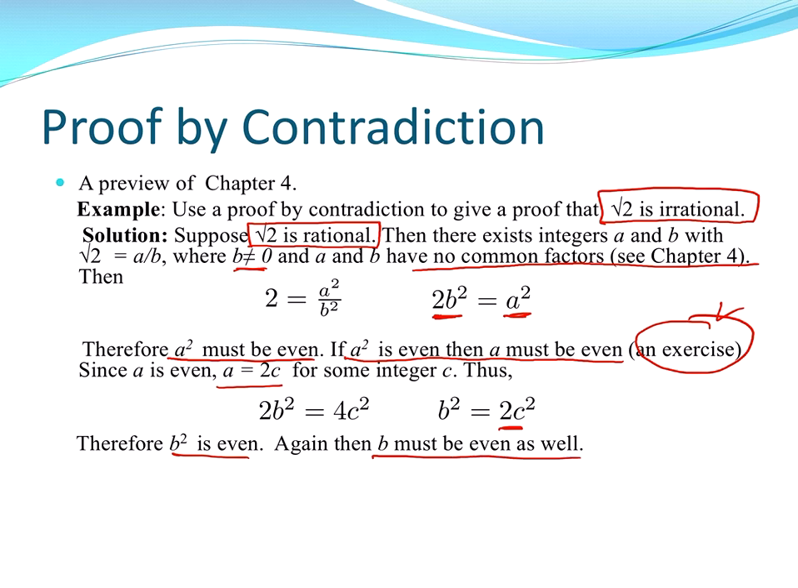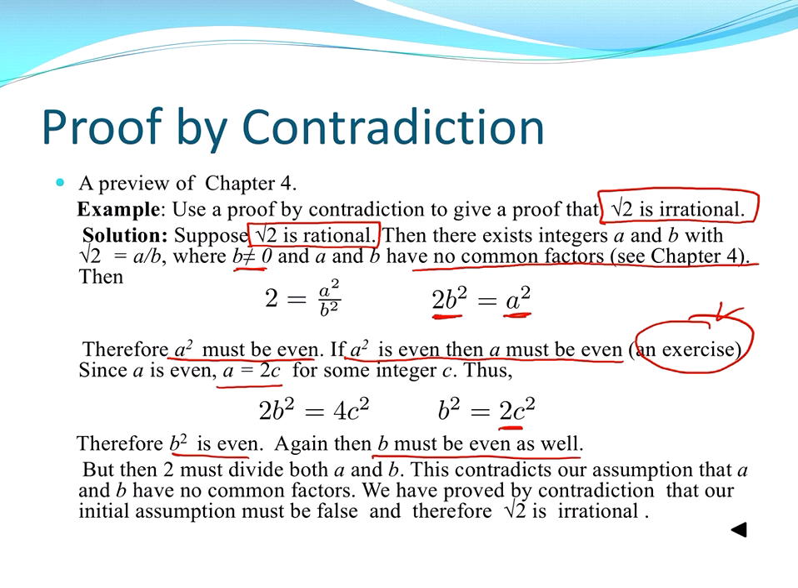But what do we have? We have a is even and b is even, but that means they both have a common factor, which contradicts our assumption that they don't have a common factor, which is in the definition of rational. So we can conclude then, since we've reached a contradiction assuming that square root of 2 is rational, that square root of 2 is actually irrational.